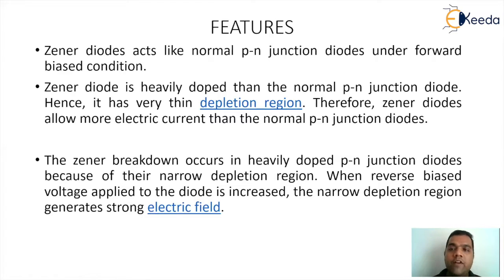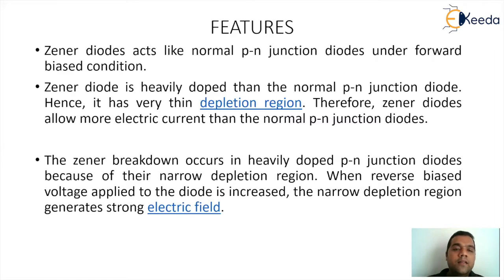So now when we talk about Zener diodes, they will allow more electric current than the normal PN junction diodes. This is one of the features of the Zener diode, that the magnitude of the current produced will be more compared to the normal PN junction diode, and it is all because of the difference in the doping level.